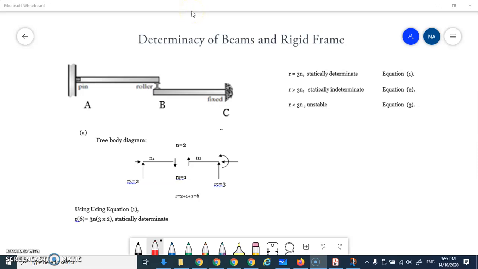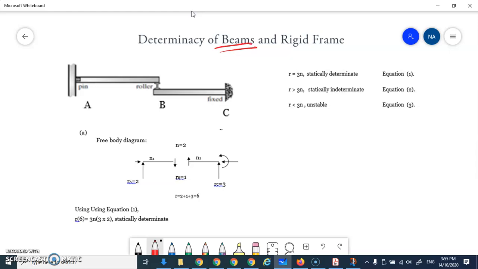So in this video I will explain a few examples regarding determinacy of beam and rigid frame. Okay, so saya akan explain a few example berkenaan how we want to determine whether this beam is statically determinate or statically indeterminate or unstable. Okay, so first of all kita tengok beam.